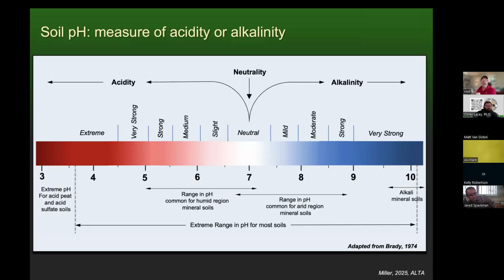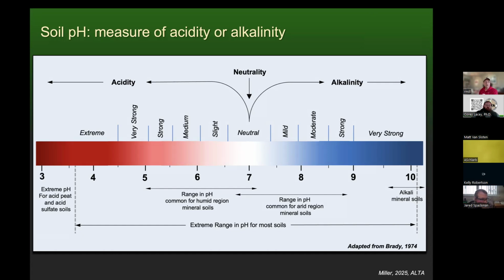So let's go back to the fundamentals of talking about soil pH. It's basically a measure of soil acidity or alkalinity. Neutral is where we have an equal amount of hydrogen and hydroxyl ions in the system. As we go down to the left on this graph, we go into those red zones. We have slight acidity between 6 and 7, medium between 5.5 and 6, and then we get into strong and very strong acidity.